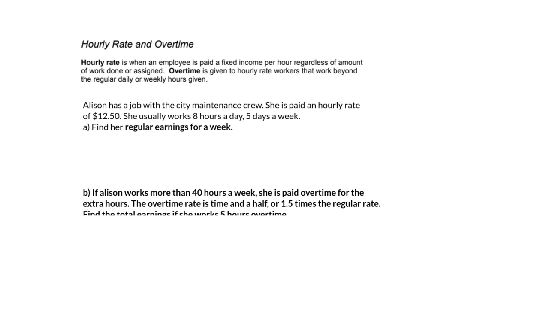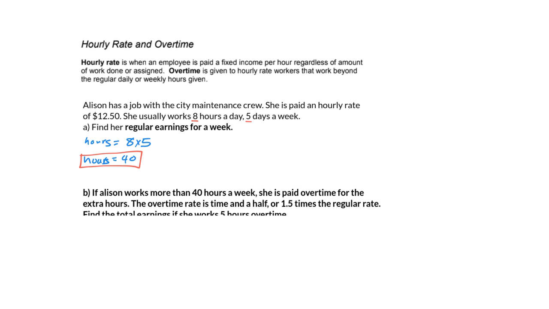All right. So for this example, we have Allison, who has a job with the city maintenance crew. She's paid an hourly rate of $12.50 an hour, right? Now, she usually works 8 hours a day for 5 days a week. So we need to find her regular earnings for a week. So let's do that. Now, you notice that there are 8 hours and 5 days a week. So we just take 8 times 5 to get 40 hours.